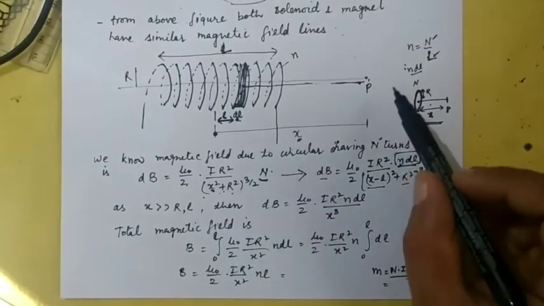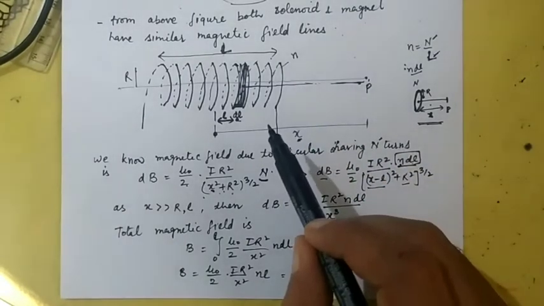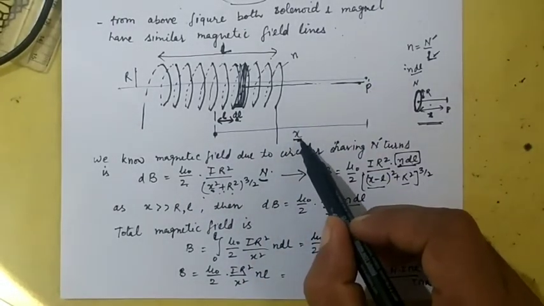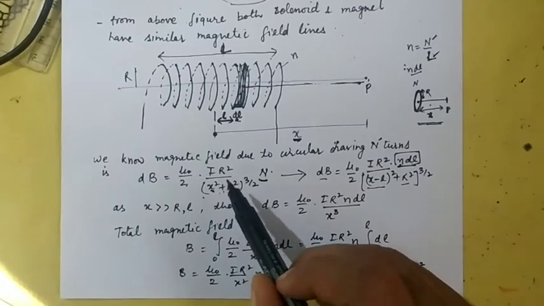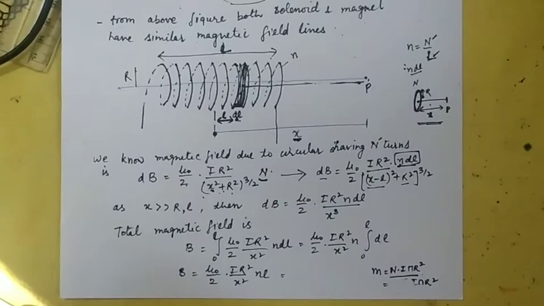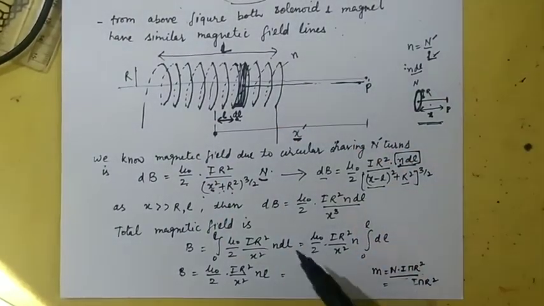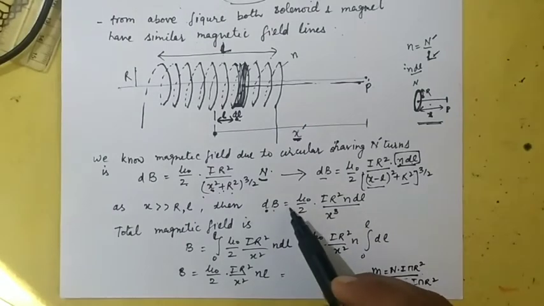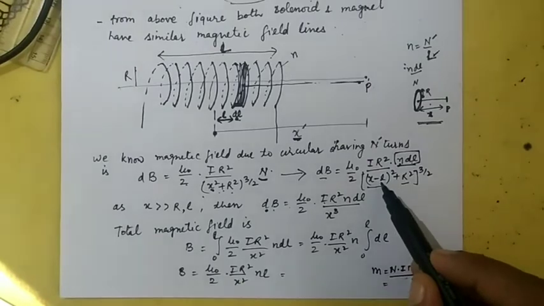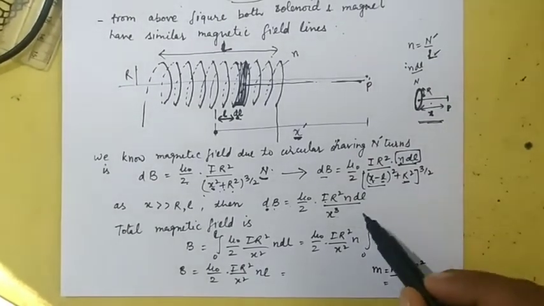Our situation is that point P, the point of observation, is very far away from this solenoid. This means that if I compare the distance x with r and L, those are negligible. So I can neglect r and L in comparison to x. Putting the value, dB becomes mu naught upon 2 I r square n dl, and this L can be neglected and this r can be neglected, so we are left with only x cube.